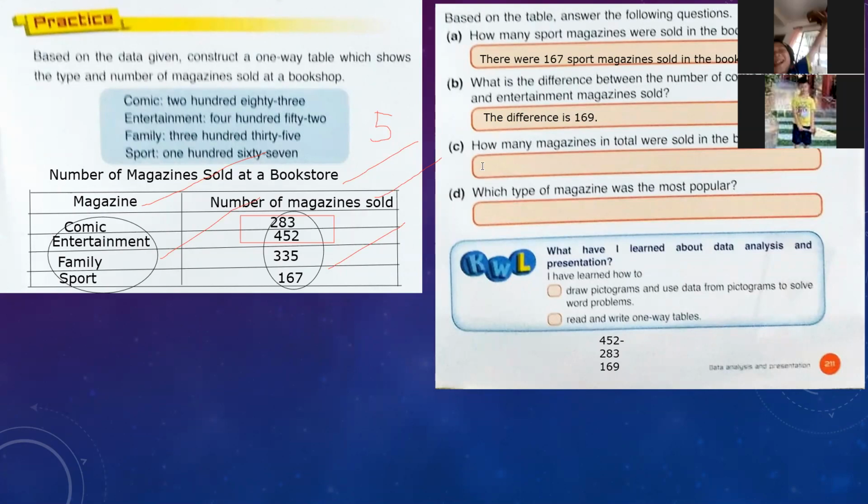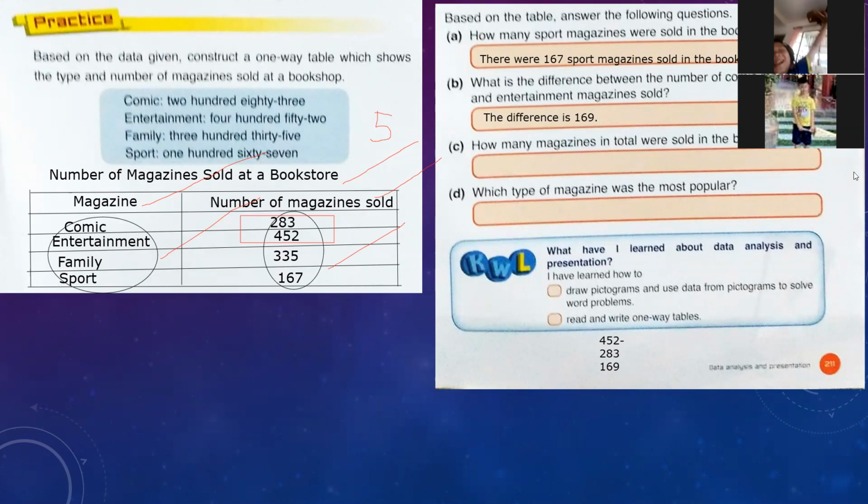Is that a complete sentence or not? Yes. It is a complete sentence, but it's not super long, and it's also not super short. It's normal. Okay, let's see. How many magazines in total were sold in the bookshop?